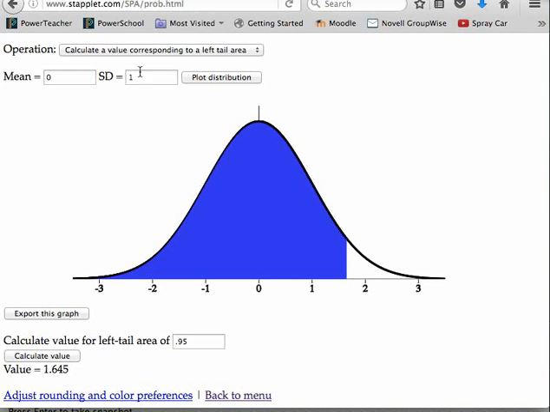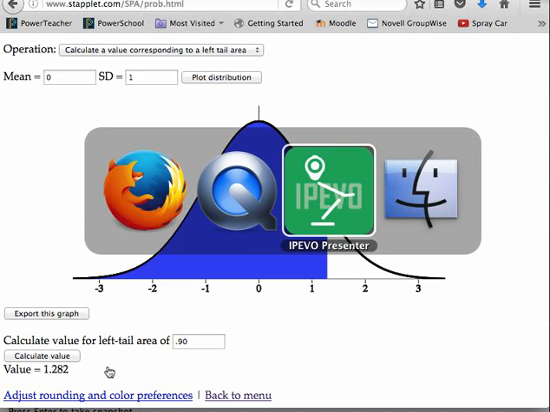So I still want to find the value corresponding to a left tail area. I can use a mean of 0 and a standard deviation of 1. Perfectly fine, the standard normal distribution, but this time the left tail area that I want to calculate is for 0.9. For the 90th percentile, this gives me my z-score, my critical value, of 1.282.